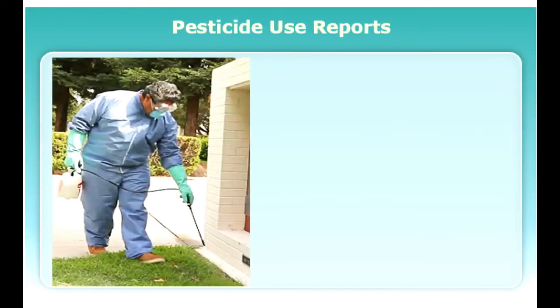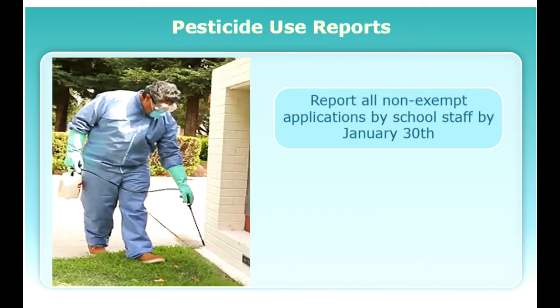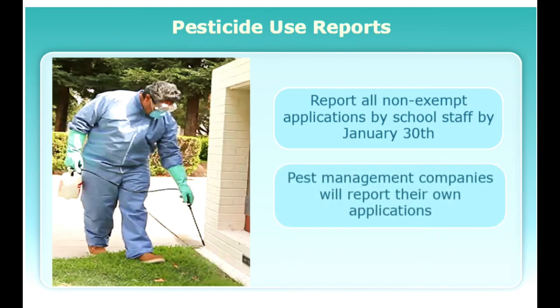All non-exempt pesticide applications made by school site staff must be submitted to DPR. Reports must be submitted no later than January 30th for the previous year's applications. School sites are responsible for reporting pesticides used by their staff, including teachers, cafeteria workers, landscape workers, and any other staff who apply non-exempt pesticides. School sites do not have to submit reports for pesticides applied by outside pest management contractors. Pest management contractors are responsible for submitting their own reports.